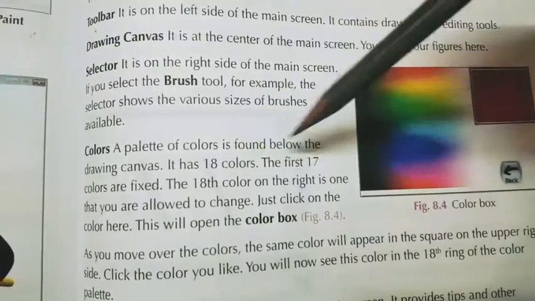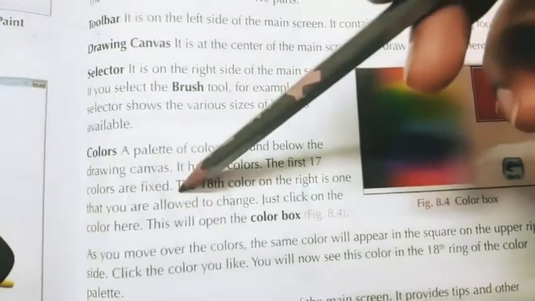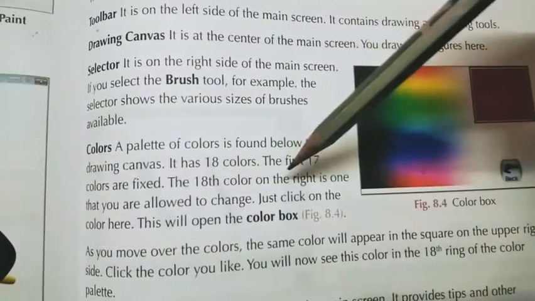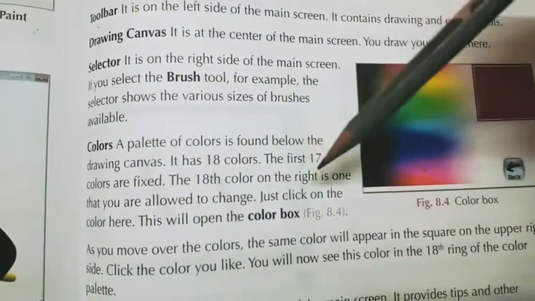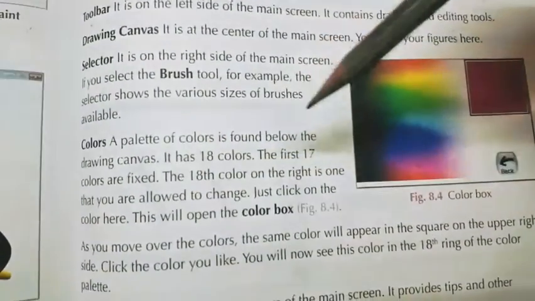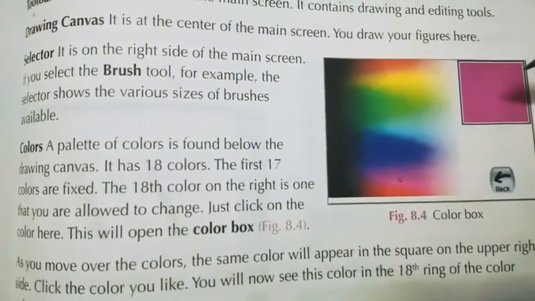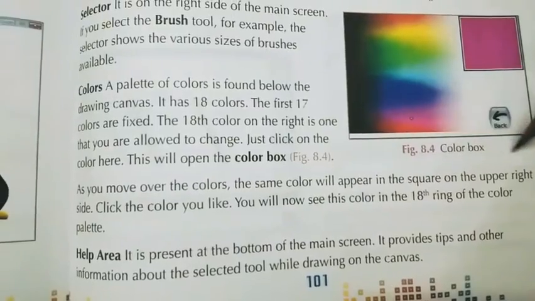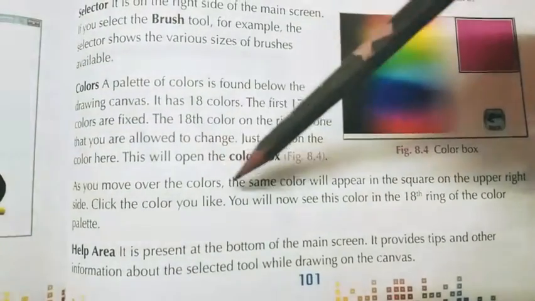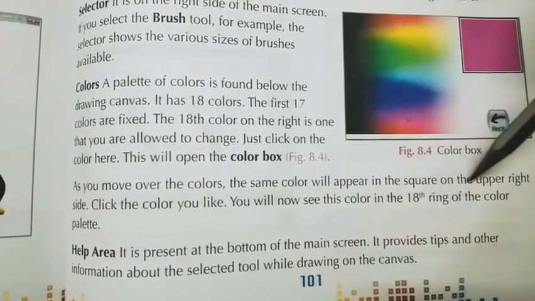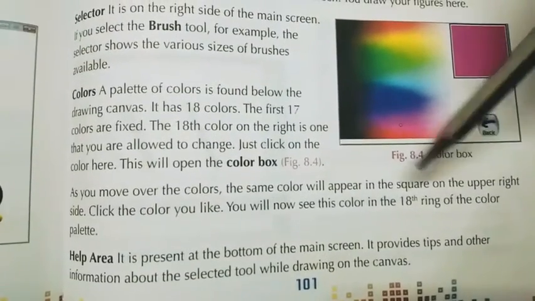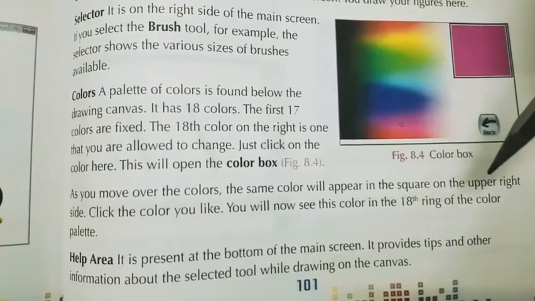It has 18 colors. The first 17 colors are fixed, and the 18th color on the right is one that you are allowed to change. Just click on the color here, and this will open the color box. As you move over the colors, the same color will appear in the square at the upper right side. Click the color you like, and you will now see this color in the 18th ring of the color palette. That means the 18th color you can choose on your own.